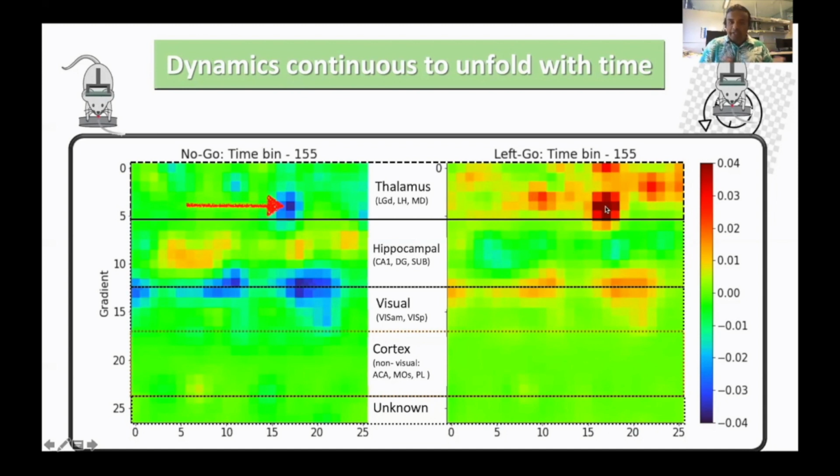And this is very interesting because in the no-go task, the mouse should not move the wheel after having a visual stimulus in the center. But in the left-go, after looking at the left stimulus, the mouse needs to move the wheel. So that's why the visual areas and also different thalamic nuclei need integration and also to execute the motor command. And that's really fascinating.